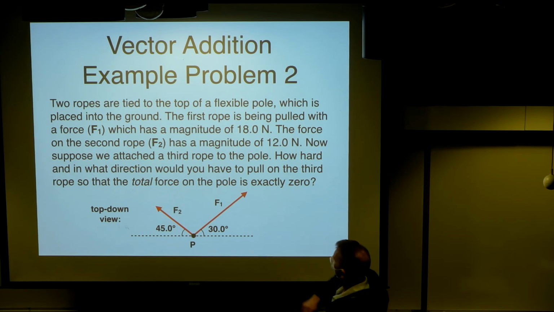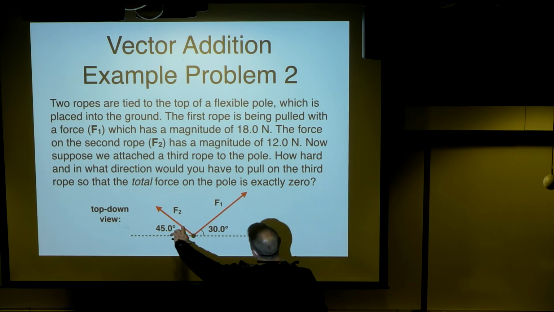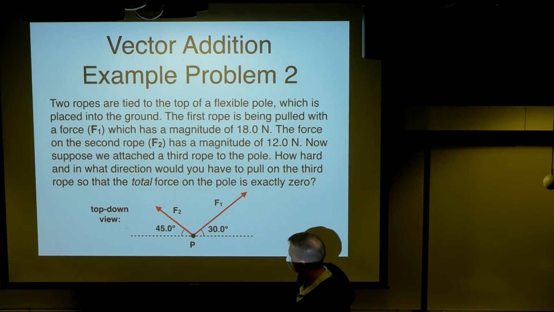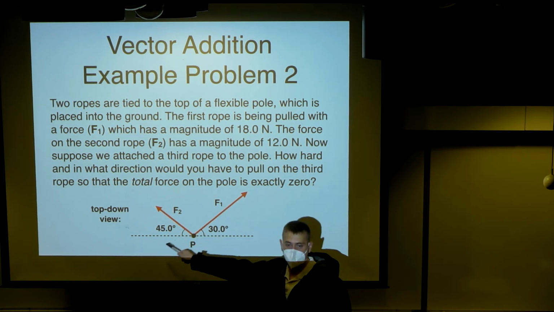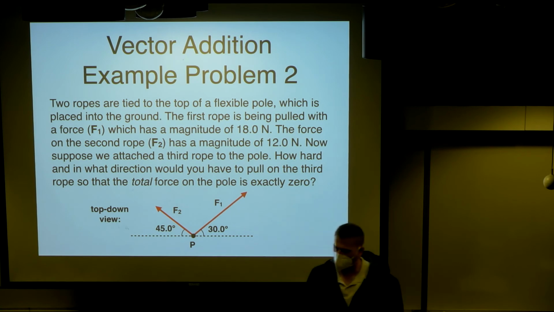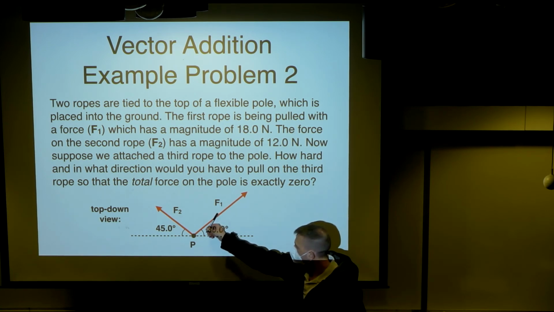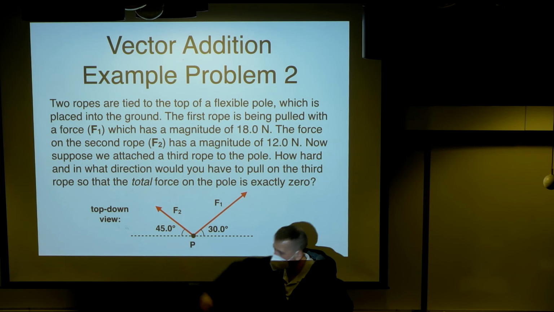The second rope is being pulled with a force that has a magnitude of 12 newtons. So that's this one over here. And also see that you're given the direction of each one of these forces. So one of them is 30 degrees going this way, the other is 45 degrees going that way.